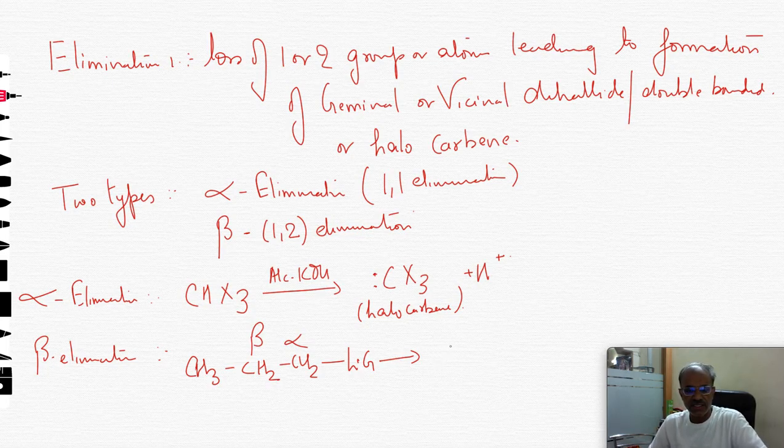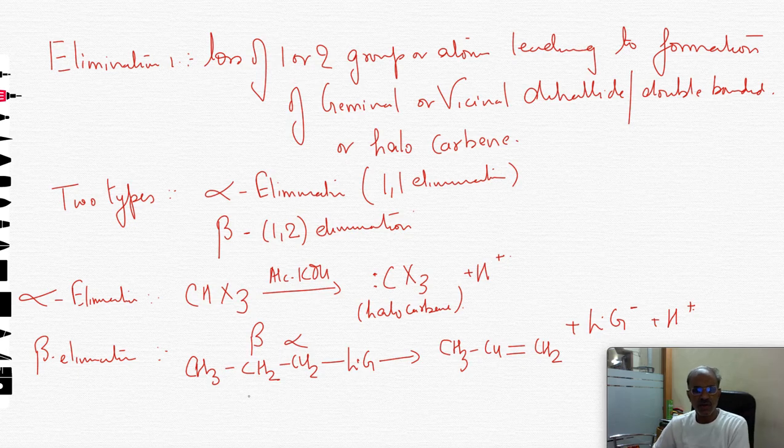So if I remove a beta hydrogen atom, then I get CH double bond CH2, plus the leaving group minus and an H. So a beta hydrogen atom is removed, leading to the formation of a double bonded unsaturated product, which is known as beta elimination reaction.